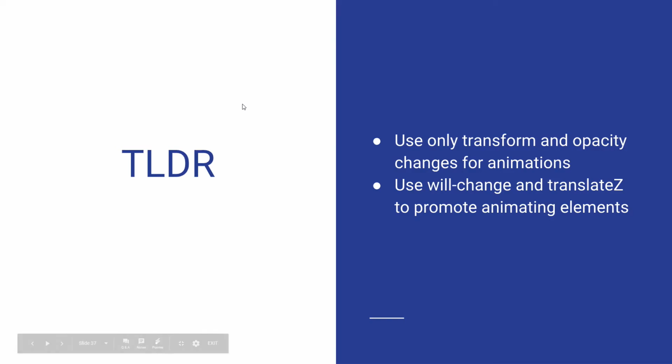Cool. Now, TLDR, use only transform and opacity changes for animations. I know this will be a challenge, but bear with me. And last but not least, use will-change and translateZ to promote animating elements. I should have added complex animating elements. You definitely don't want to add this to all elements that you're animating, especially if they're relatively simple ones. I would only do this for more complex elements, like that card example I told you about, because that card is going to have things like the title, the link, the button, the paragraph, some images, stuff like that. So that's quite a complex element that needs to be animated. That would be a good candidate for will-change.